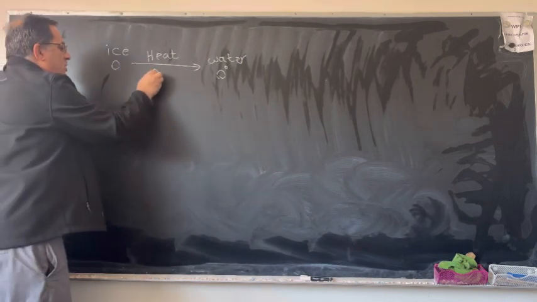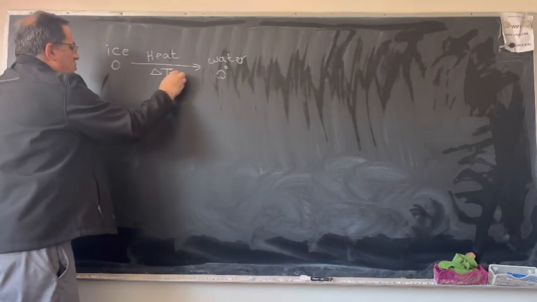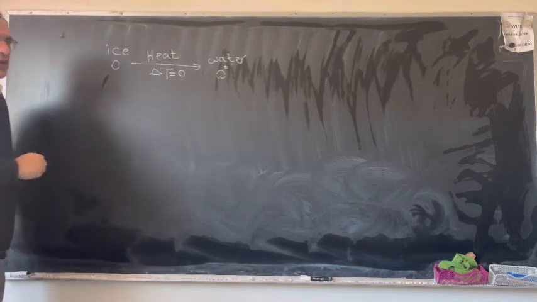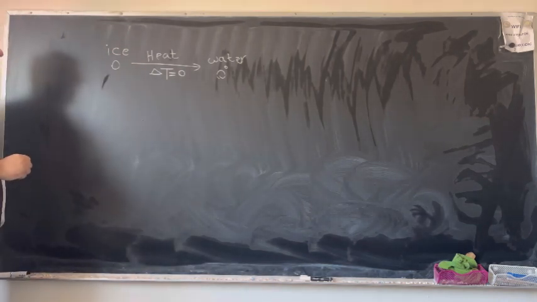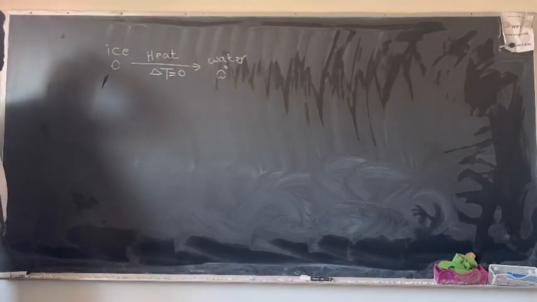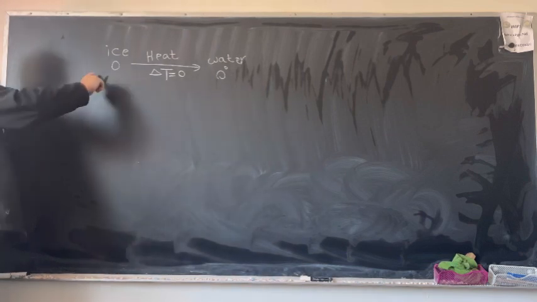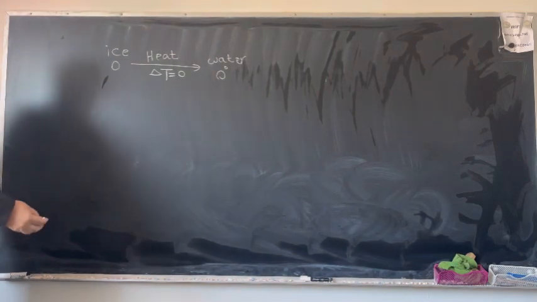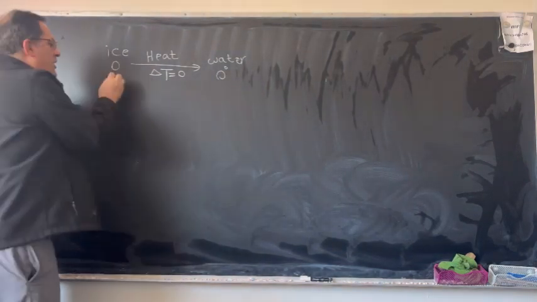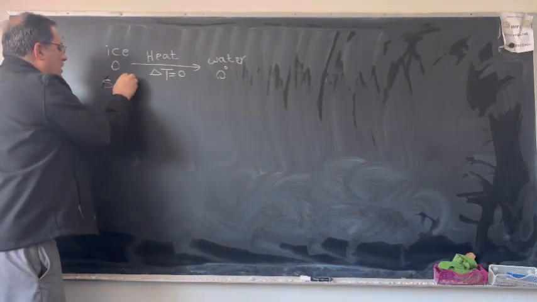So you give the energy to break the bond. The temperature doesn't change. So here, the temperature doesn't change. You give the energy to break the bond. Here, ice at 0 degrees converts from solid to liquid.